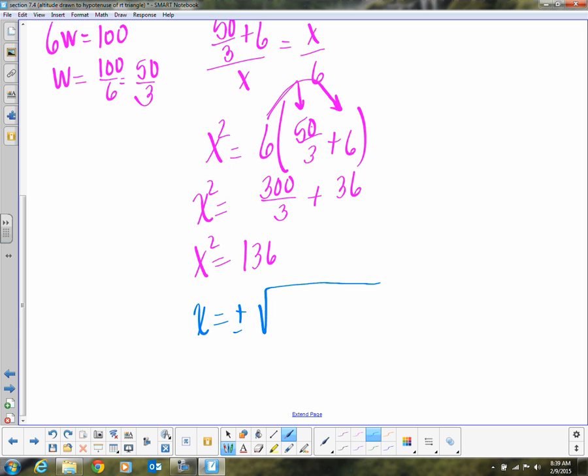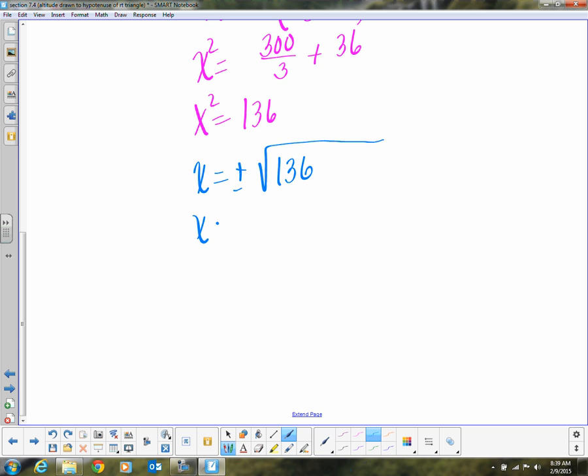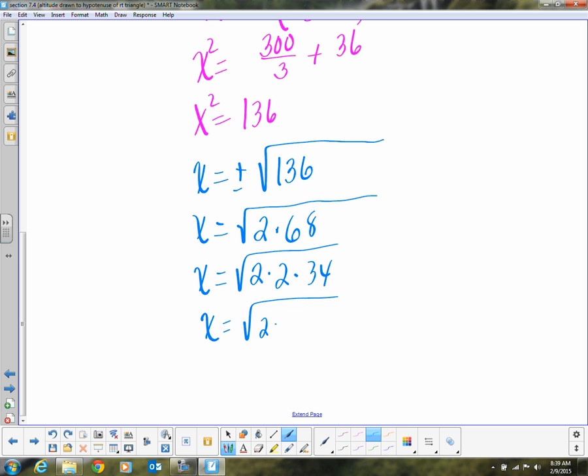Now, I'm going to ask you to simplify this. 136. What multiplies to give you 136? 2 times what? 68. What multiplies to give you 68? 2 times 34. What multiplies to give you 34? 2 times 17. When you simplify a radical, square root is saying what was multiplied by itself twice. What was multiplied by itself? 2. So there are not 2 2's, there are not 2 17's, so that stays square root of 34.